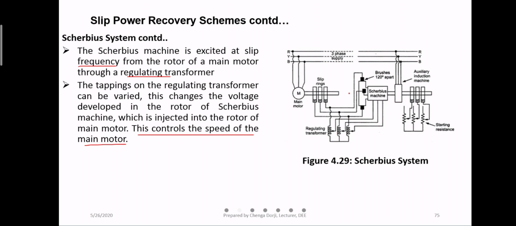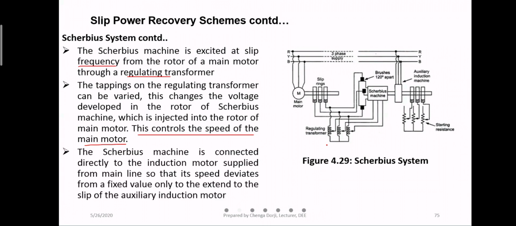In the Kramer system, you were changing the rheostat. By varying the rheostat, you change the voltage injected to the motor generator set, and hence the speed of the motor was controlled there. The Scherbius machine here is connected directly to the induction motor from the main line, so that its speed deviates. Okay, that is what you can have.